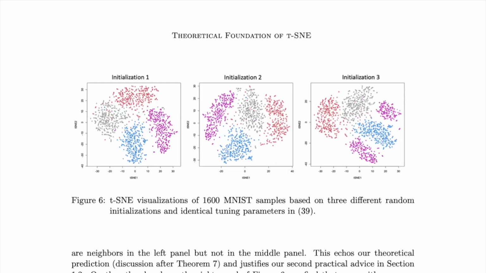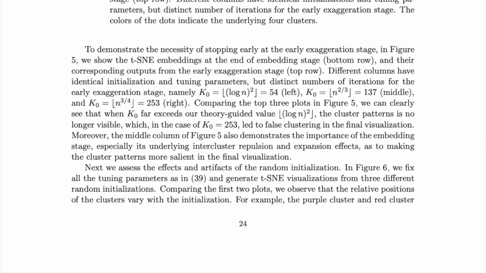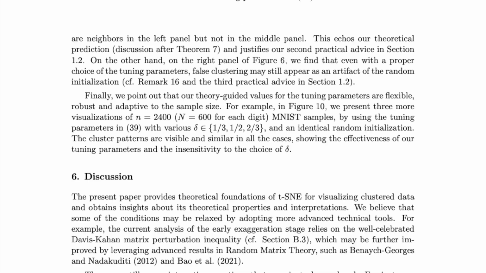t-SNE visualizations of 1600 MNIST samples based on 3 different random initializations and identical tuning parameters in (39). Next, we assess the effects and artifacts of the random initialization. In Figure 6, we fix all the tuning parameters as in (39) and generate t-SNE visualizations from 3 different random initializations. Comparing the first 2 plots, we observe that the relative positions of the clusters vary with the initialization. For example, the purple cluster and red cluster are neighbors in the left panel, but not in the middle panel. This echoes our theoretical prediction, discussion after Theorem 7, and justifies our second practical advice in Section 1.2.